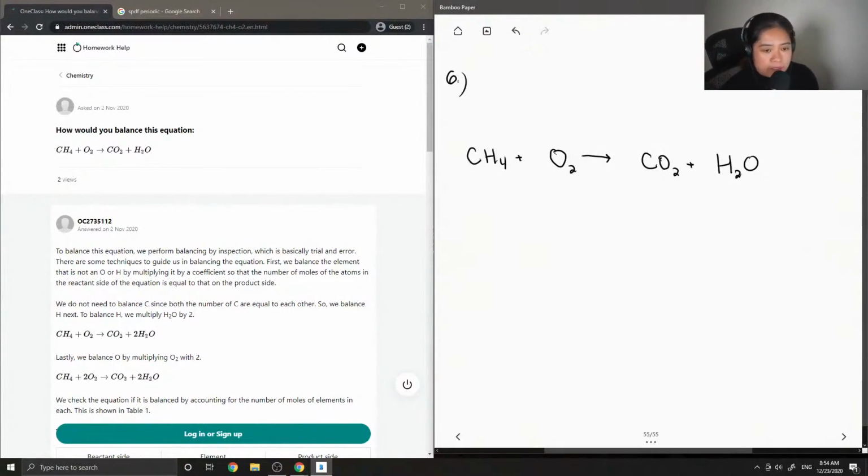So first, I would usually just balance the carbons and then the hydrogens and then the oxygens. But in the case of carbon, there is only one carbon on our reactant side and one carbon on our product side, so it's already balanced. So the first step is just to balance my hydrogens.